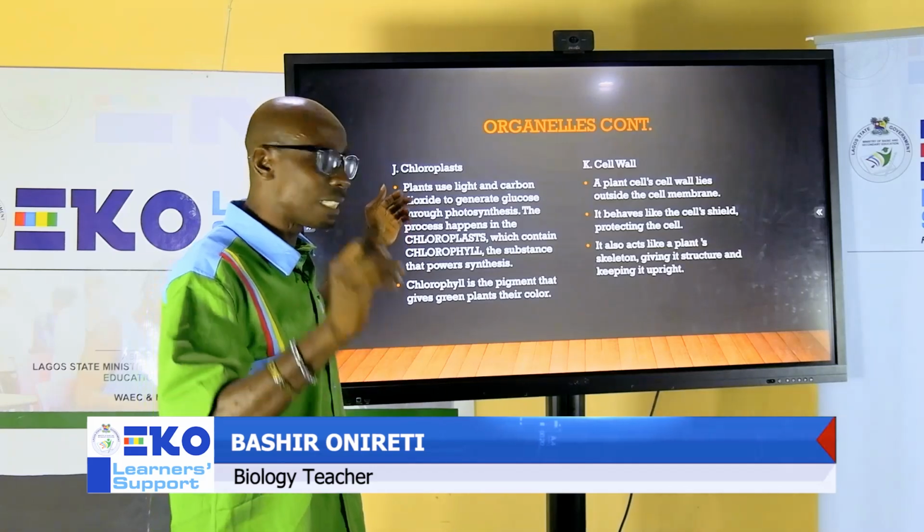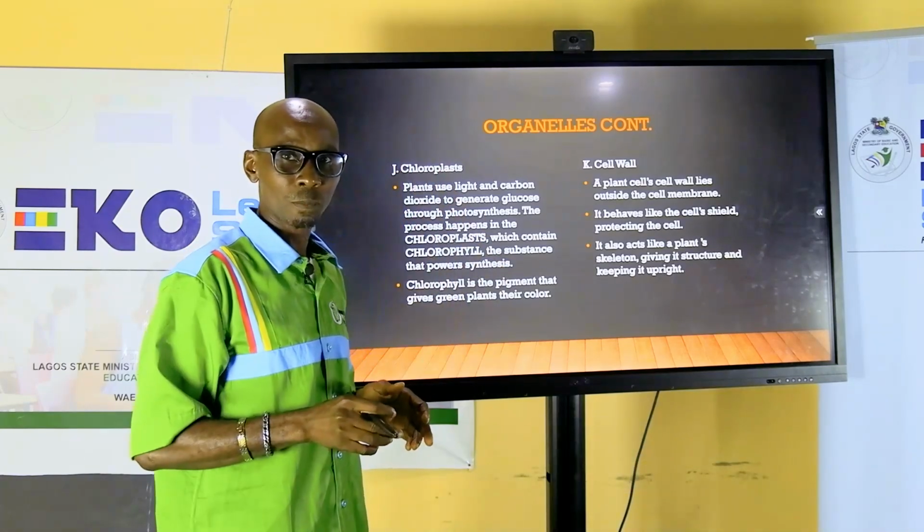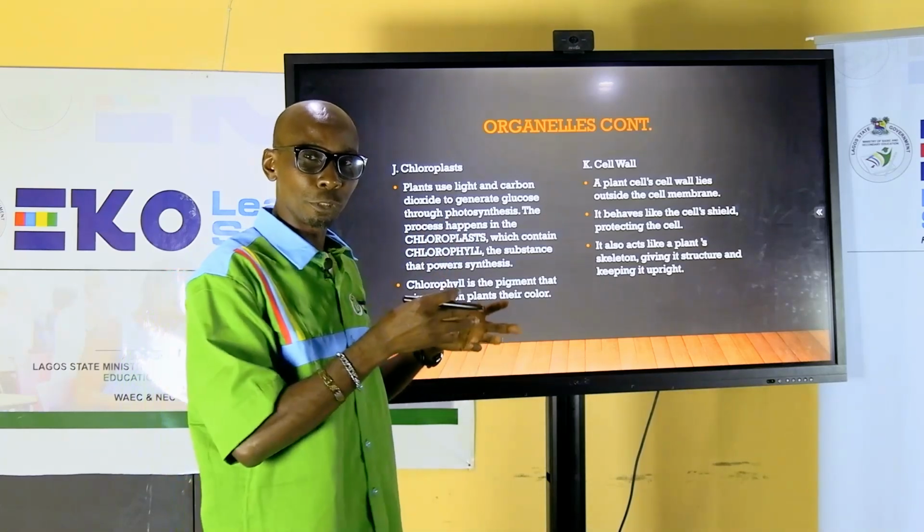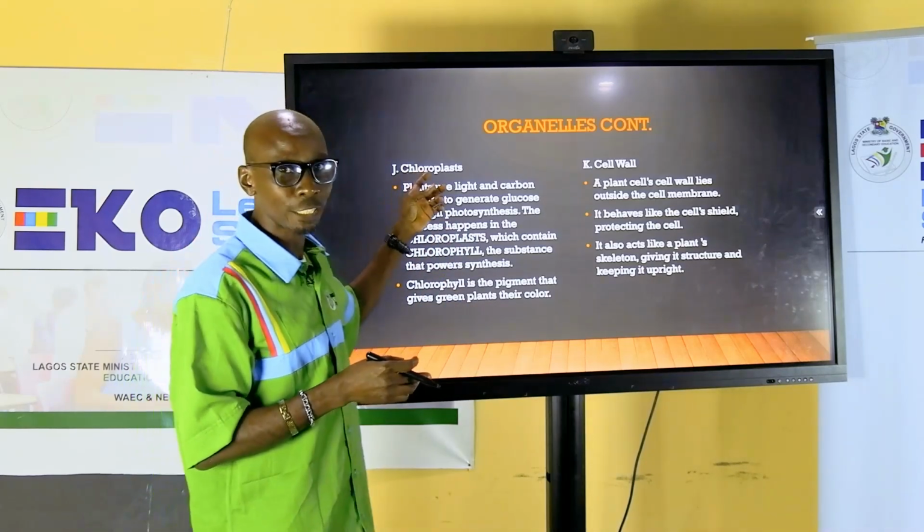Any organism that possesses chloroplast is a plant. One of the reasons why fungi and bacteria were removed from the plant kingdom is because they lack chloroplast.